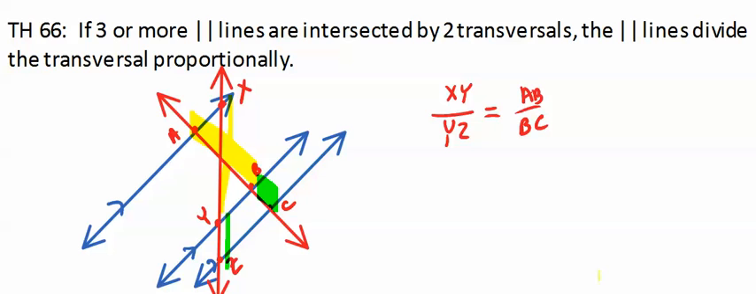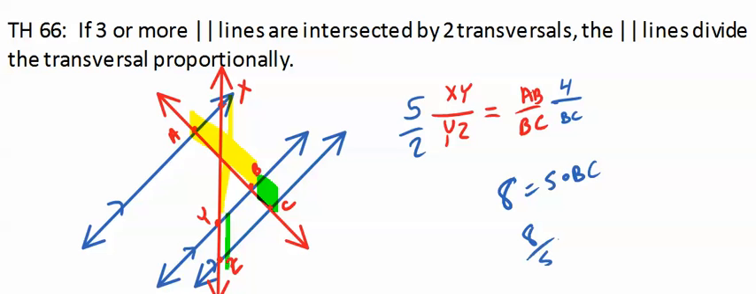So this can be helpful if you have a figure where you know what XY is. Let's say it's 5. And we know YZ, say it's 2. And you know what AB is. Let's say that's 4. And you want to find out what BC is. You can do some cross multiplying to figure out what BC is. And you would find that BC would be equal to 8/5.